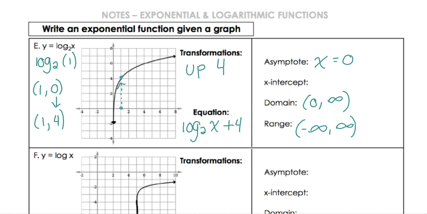Once I know that, then I can find my x-intercept. Remember, we're trying to figure out what would make this function equal 0. So when we subtract the 4, we get negative 4 equals log base 2 of x. That means we have 2 to the negative 4 power for our x-intercept, which is 1 over 16. So once we know the transformations, we can go back and find our x-intercept, since we can't see it clearly on the graph.